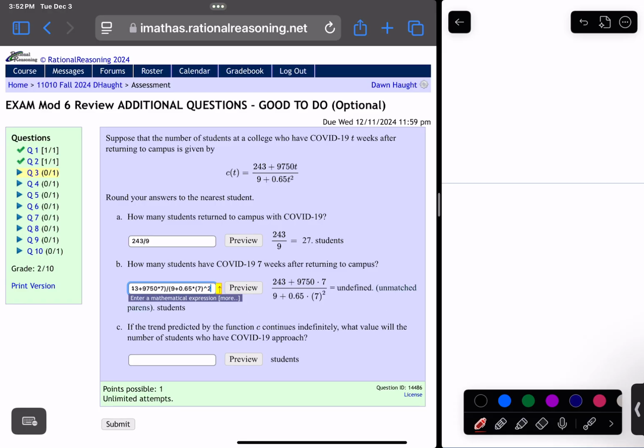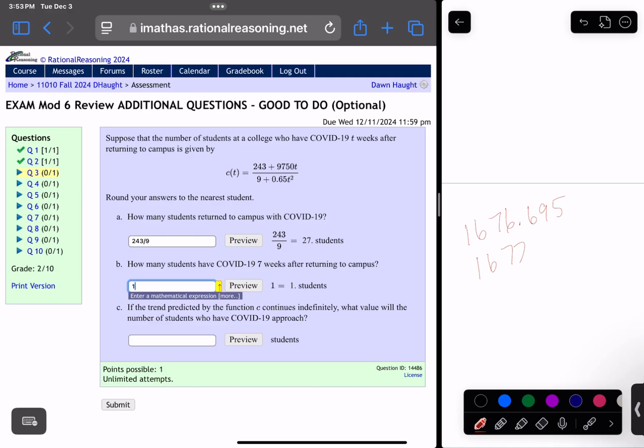You can see we've got our top and bottom in clear parentheses. I put my 7 squared. Again, you can use that little yellow box if you want to make it look more mathematical. Now I'm going to write down what it says. It says 1676.695. I need to round that to the nearest student, so the nearest whole number. So I'm going to put 1677. I'm going to delete what I got, and put in 1677.